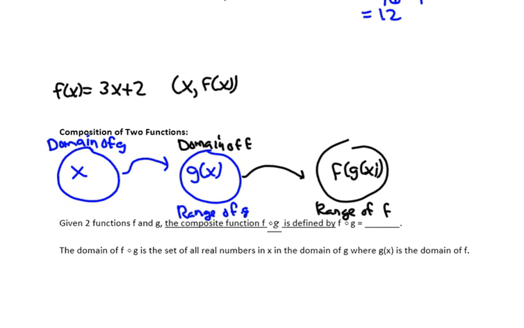So, given two functions f and g, the composite function of f and g is defined by, that's the same thing as f of g of x. So the domain of the composition f and g is a set of all real numbers x in the domain of g, where g of x is in the domain of f.